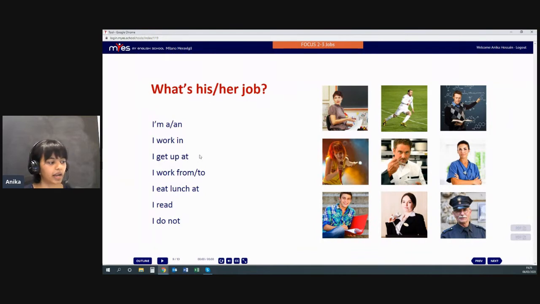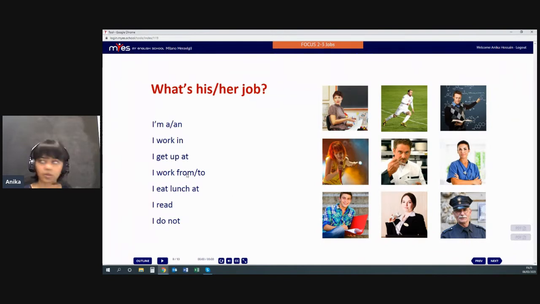I get up at. So when you talk about time, notice the preposition here, use at. I get up at 7 o'clock. Normally, I get up at 7 o'clock, but if I have some work to do, I get up at 6 o'clock. What about you? Are you an early bird or do you get up late?